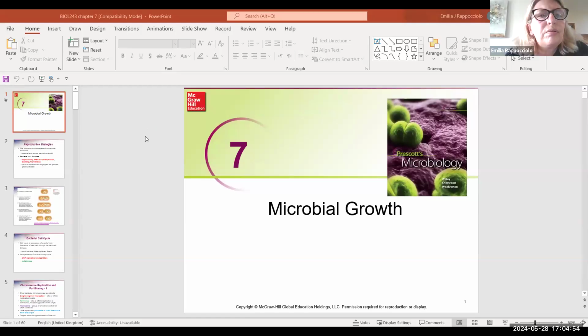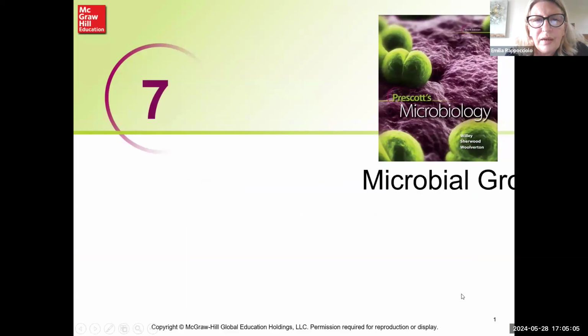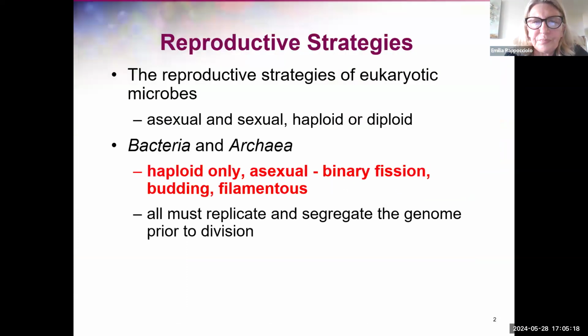So in this chapter, we're going to learn how prokaryotic cells grow and divide, and what are environmental factors that might interfere with the microbial growth. So we start by looking at cell division.